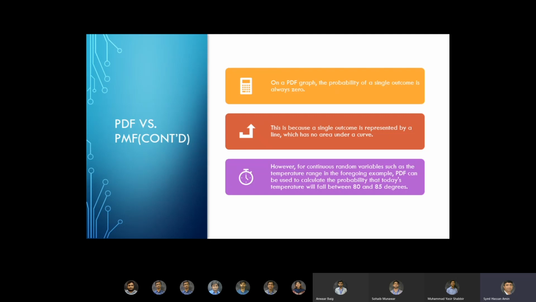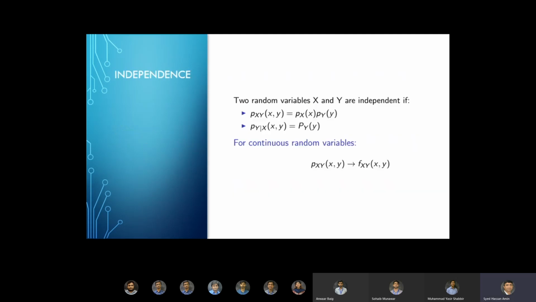However, for continuous random variables such as temperature ranges in the example that we studied, PDF can be used to calculate the probability that today's temperature will be between 80 and 85 degrees centigrade, whatever. So now we understand how we are going to use probability density functions.